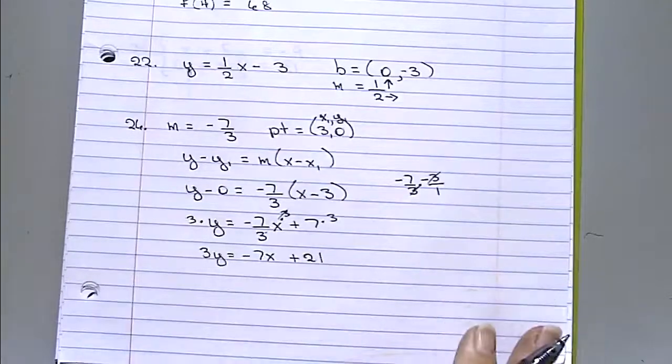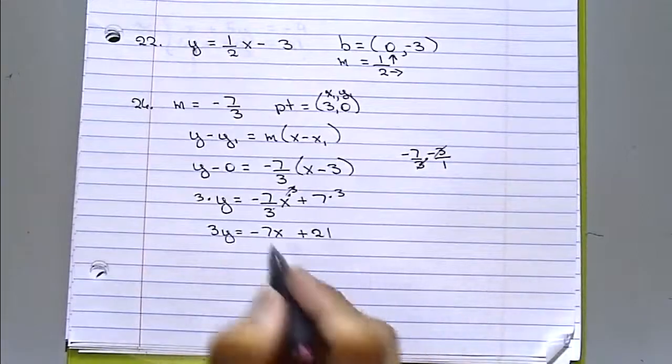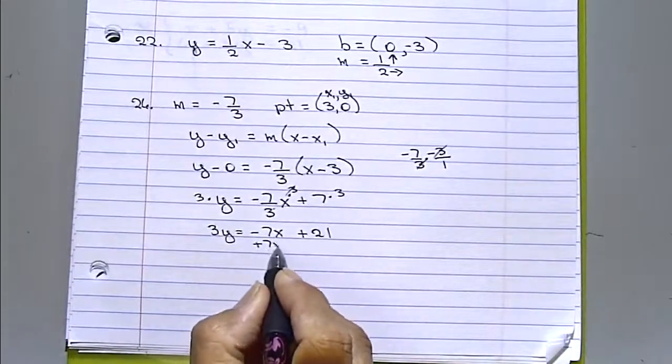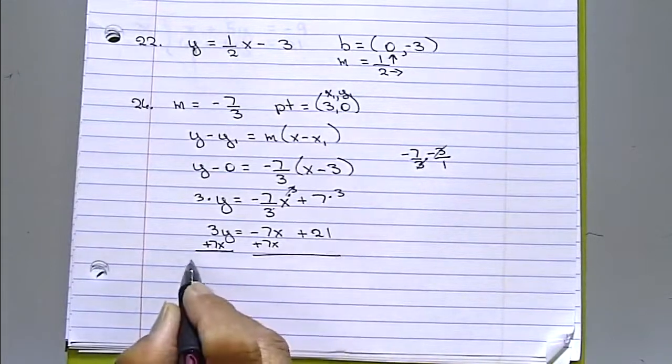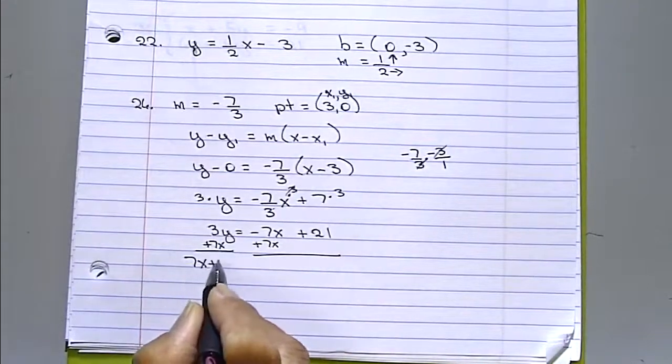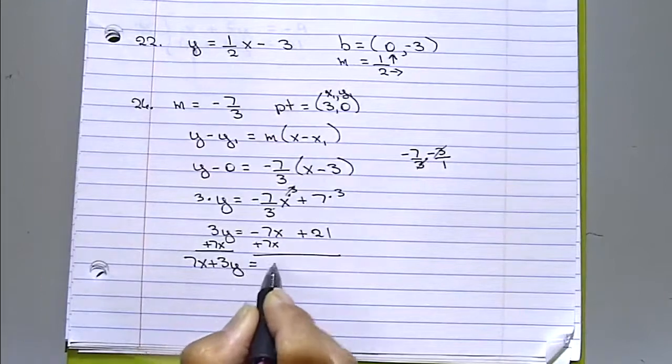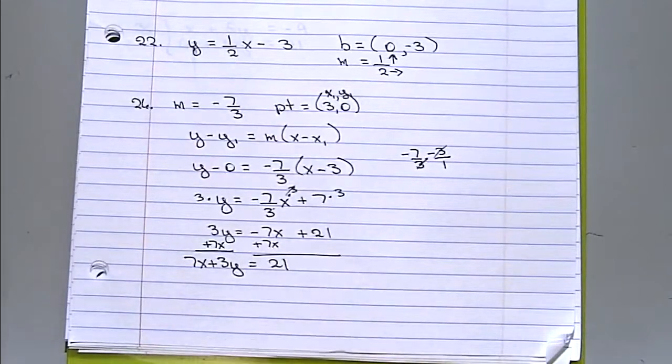Well, now let's get the x's to the other side, because that's what we need, right? So I'm going to add 7x. And I end up with, well, x term first, 7x plus 3y. That's standard form. And this is equal to 21. And there I found one of my answers.